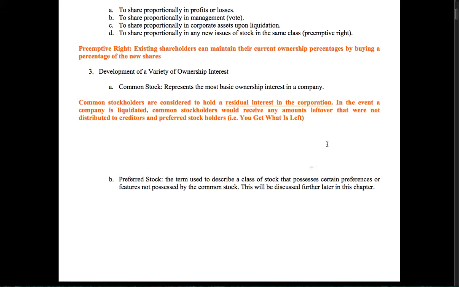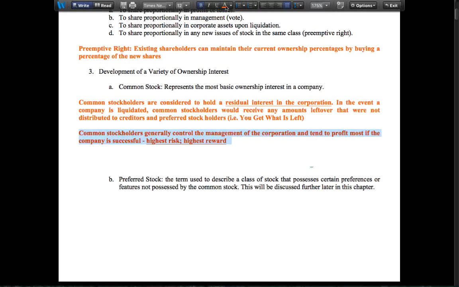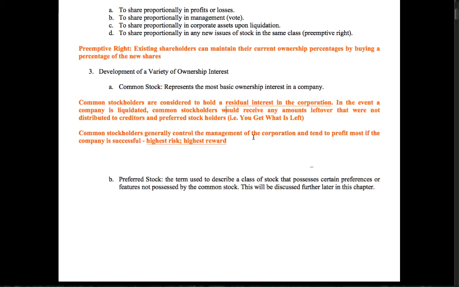While this is one downside, that creditors and preferred stockholders are in front of you if a company is liquidated, the benefit to common stockholders that is not granted to preferred stockholders and creditors is the fact that common stockholders generally control the management of a corporation and tend to profit the most if the company is successful. Therefore, with common stock, it is the highest risk of ownership. However, it provides for the highest rewards.